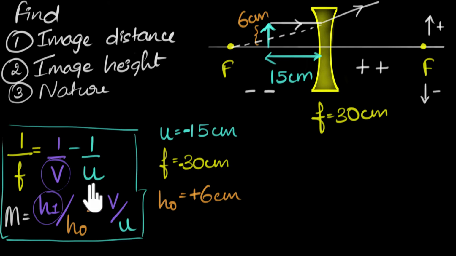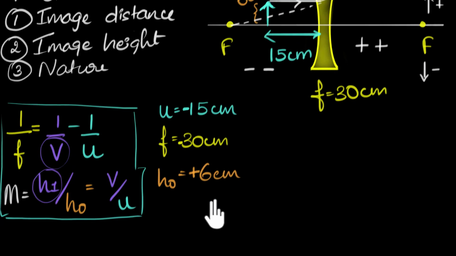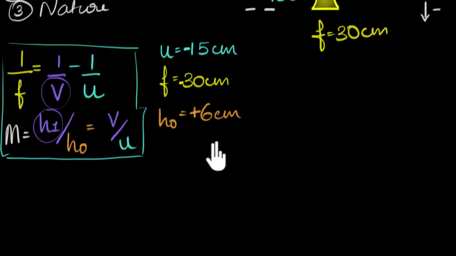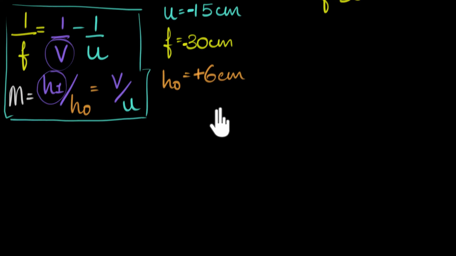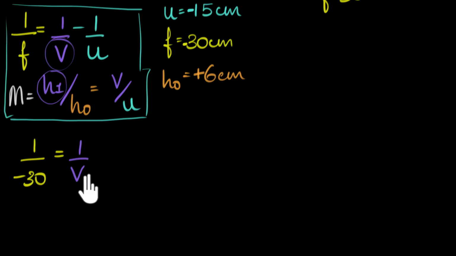So it's a great time to pause the video and see if you can do this yourself. All right, let's do it. Again, I now don't need to look at that image anymore because the physics is done. All I have to do now is plug in. So let's go ahead and plug in these values. We get 1 over f, which is minus 30, equals 1 over v, which I don't know. And the things which I don't know, I don't even care about their signs. I just keep it as v. Only the values you know, you have to substitute with signs.